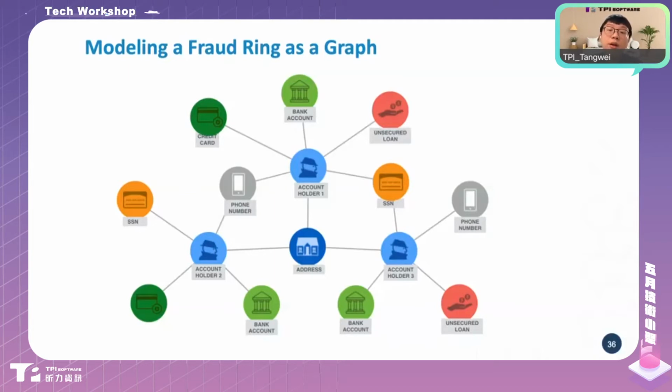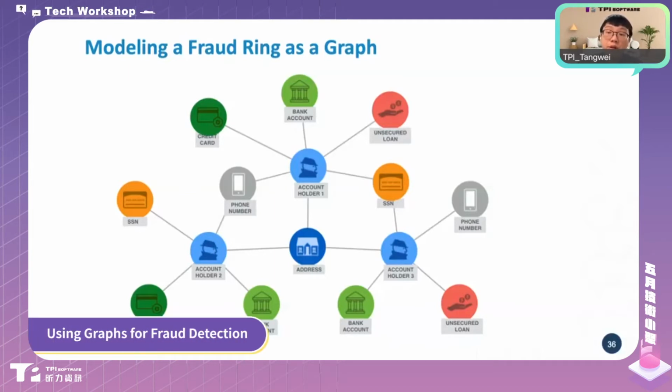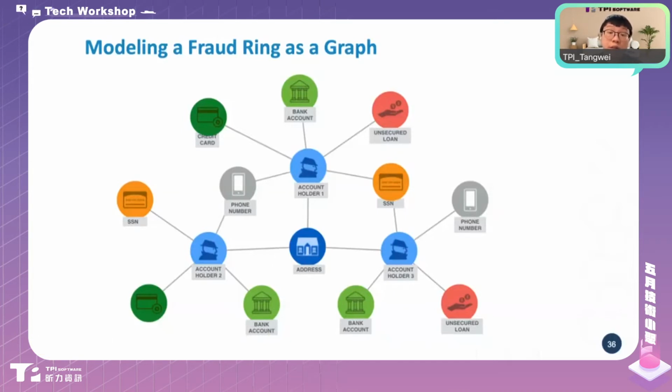And it's only when you can make additional connections between them that you can see account holder 1 and account holder 3 share the same social security number, which really shouldn't be happening. You can't have two people with the same social security number in the US. You can start seeing patterns of shared information that will raise a red flag, give cause for concern, and may indicate that you are seeing a fraud ring.